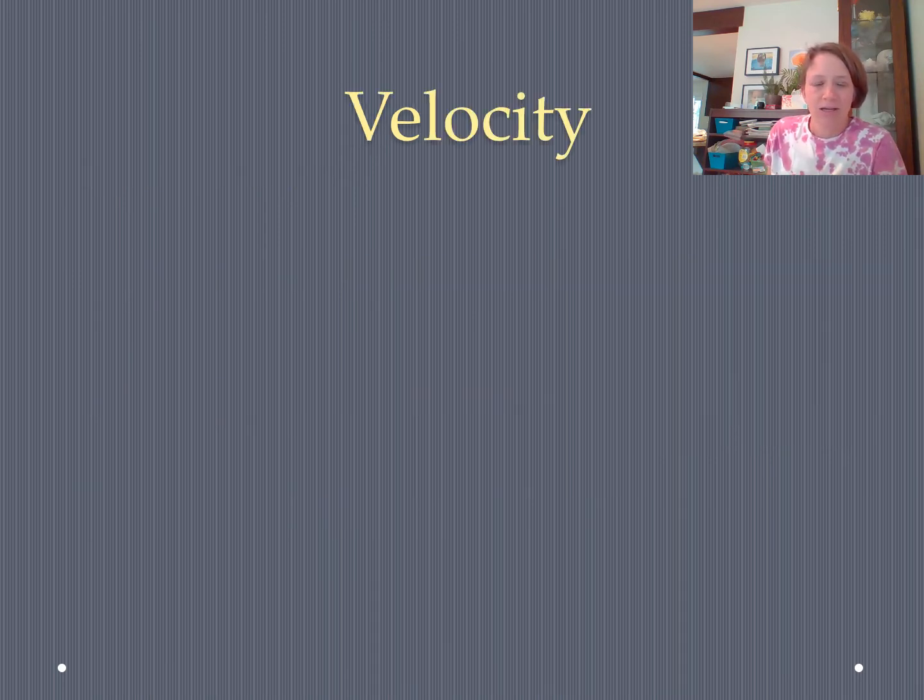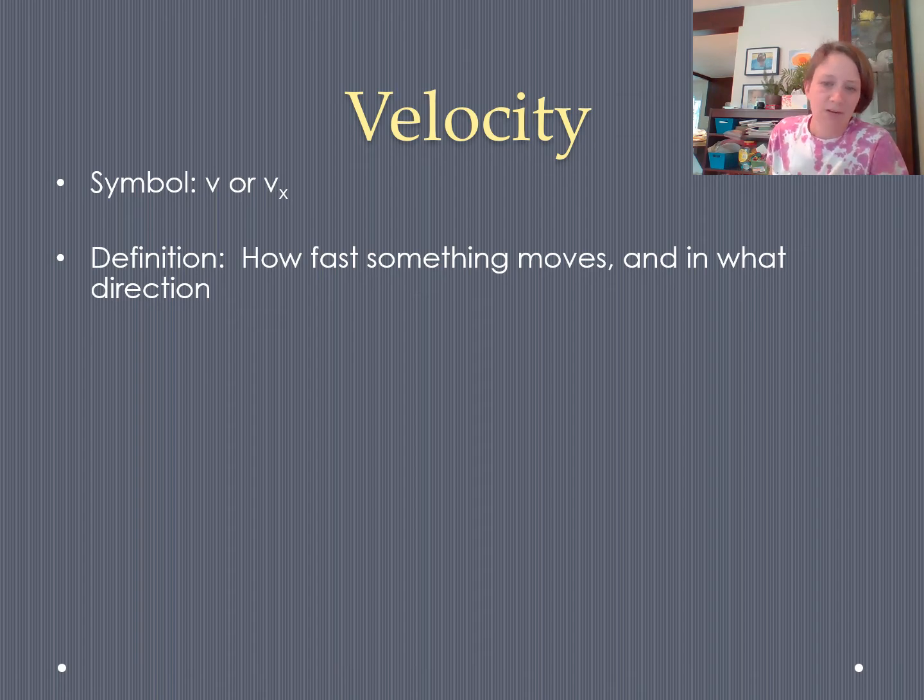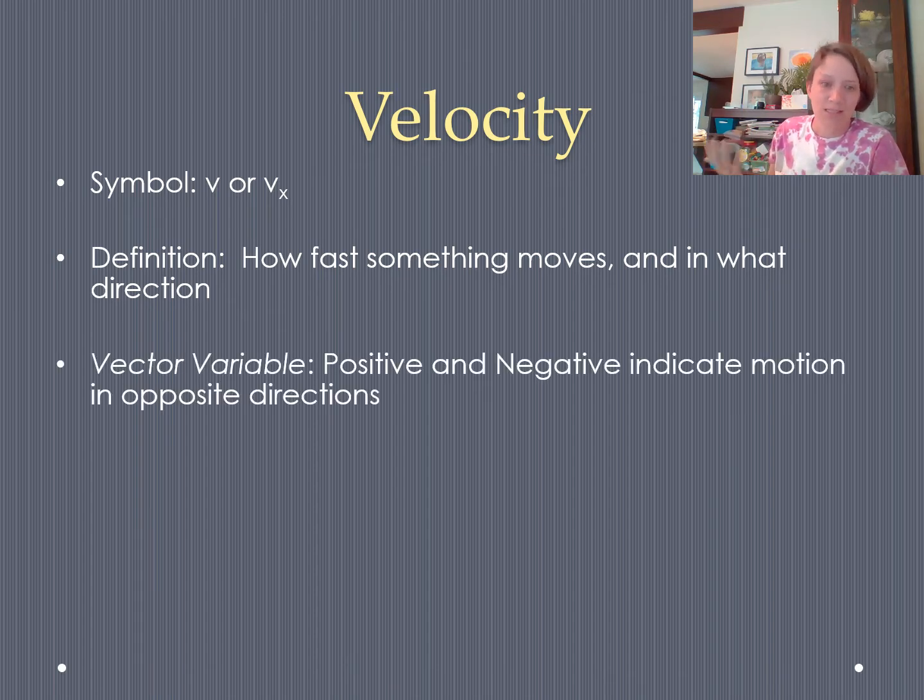The third variable for kinematics is known as velocity. Velocity carries the symbol v, or sometimes v sub x if you're referencing velocity in a specific axis for orientation. The definition of velocity is essentially the same as speed with direction. It's how fast something is moving, but the difference is that velocity contains this direction piece, which means it's going to be a vector variable.